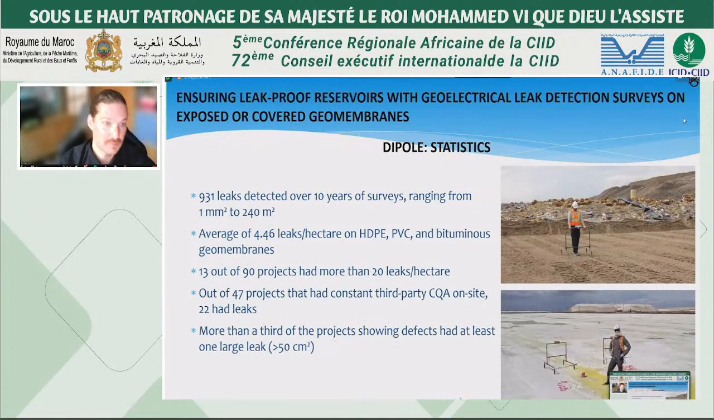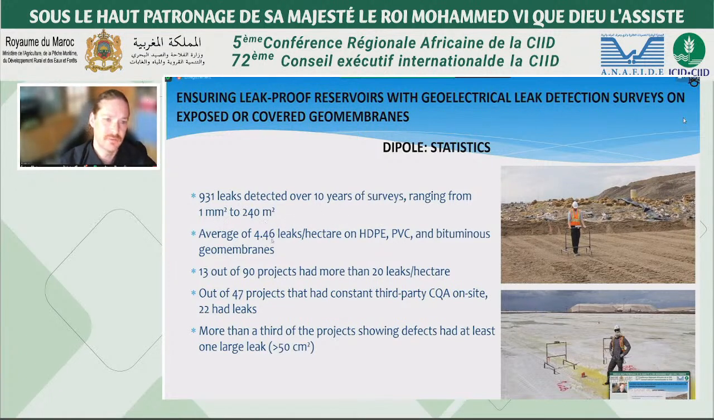Same thing for dipole: 931 leaks detected in 10 years, from 1 millimeter square to 240 square meters. So again, that's pretty alarming. That was alarming to us as well when we dug that kind of hole. Like that one, bottom right, was in evaporation ponds in Chile. That's where we found those huge leaks.